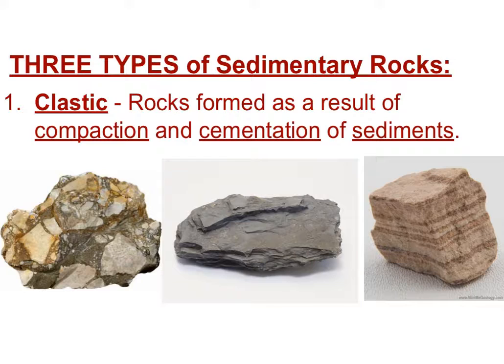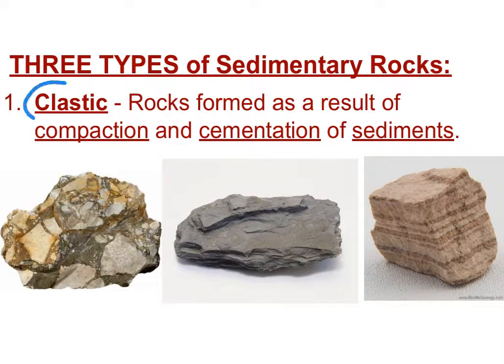So the first thing we're going to talk about is the three different types of sedimentary rocks. And the first one is clastic rocks. These are rocks that form as a result of compaction and cementation of sediments. And this is primarily how people think of sedimentary rocks forming. You have compaction. This is that pressure where the sediments get smushed together or squished together. And then cementation is when they get cemented together or glued together.